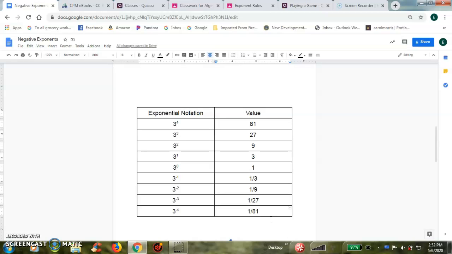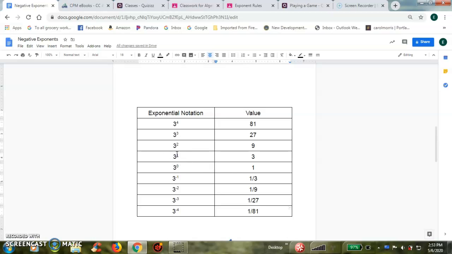3 to the negative 4th power is 1/81, or 1 over 3 to the 4th. Again, you can make the exponent positive, drop it to the denominator, with a numerator of 1. All right, let's go back to this real quick.